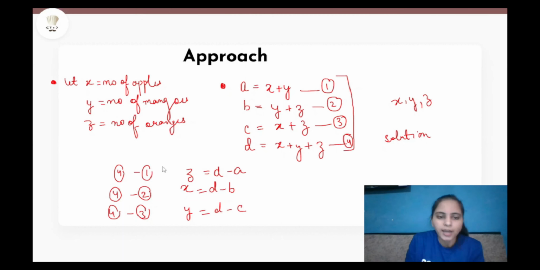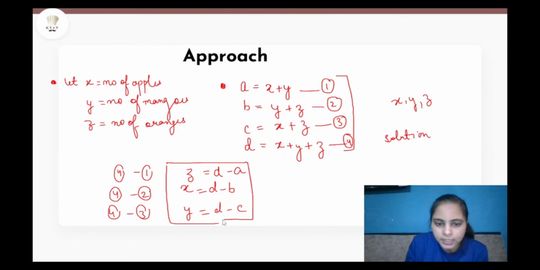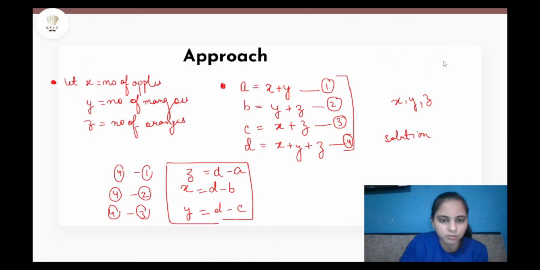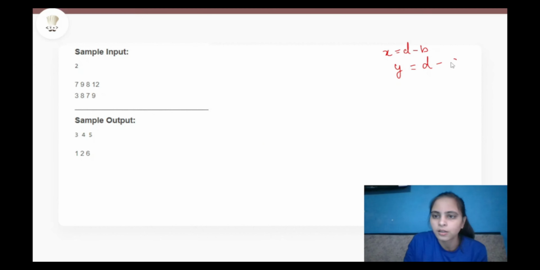Now let's verify these values on the test cases. So let's write what we have concluded from before. We had x equal to d minus b, y as d minus c, and z as d minus a. So let's apply these equations for finding the value of x, y, z on these test cases.